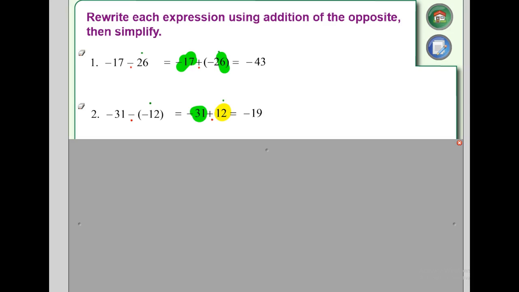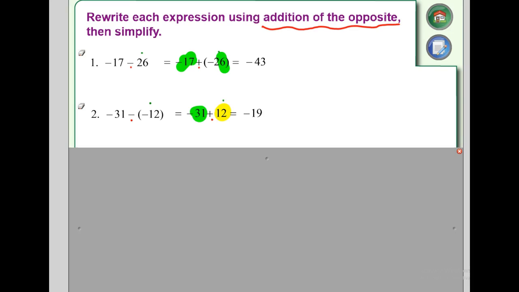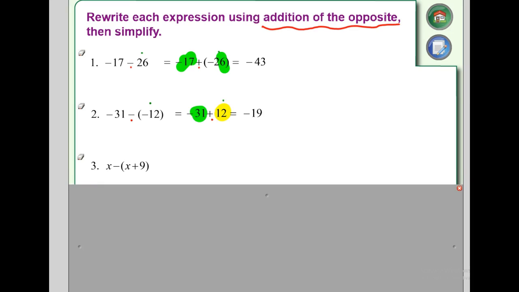-19. So you see, the step that we need to remember is to add the opposite. Addition of the opposite. Once you do that, we're back to addition rules, what we used yesterday, which everybody seemed to do really good on last night on homework. All right, now let's look at number 3.